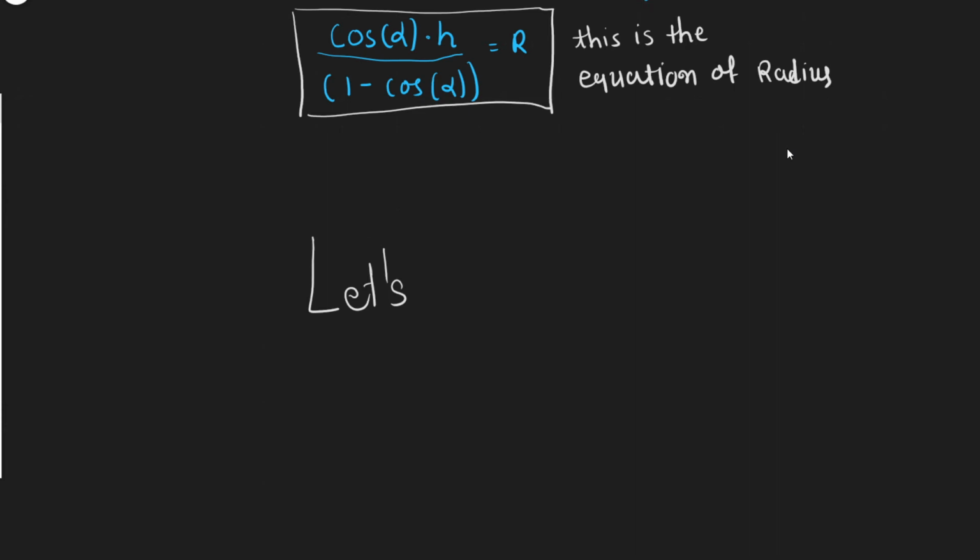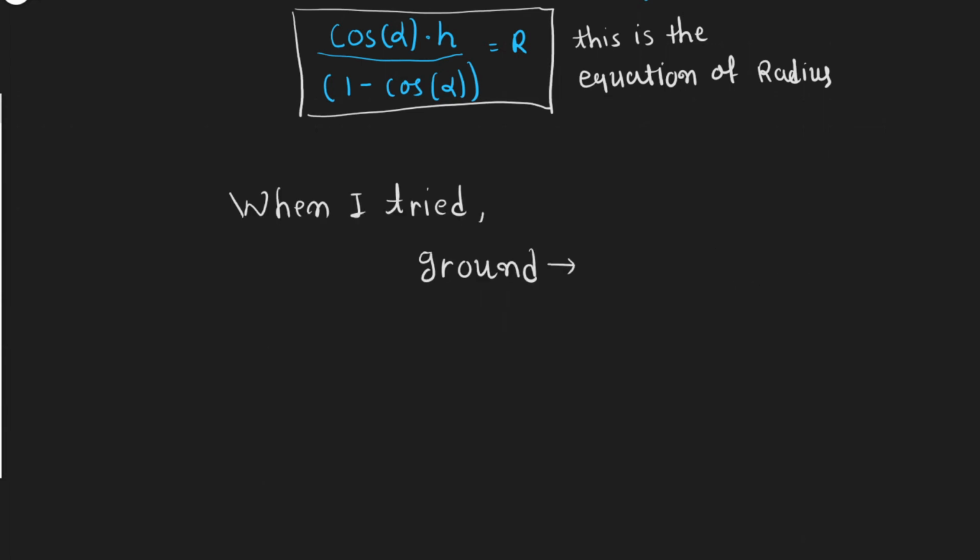So now let us try to do it practically. When I tried this experiment, one person was at the ground who started the timer at t1, and the other person was at a height of h. The height h is nearly about 10 meters, and the time difference here is 23.3.